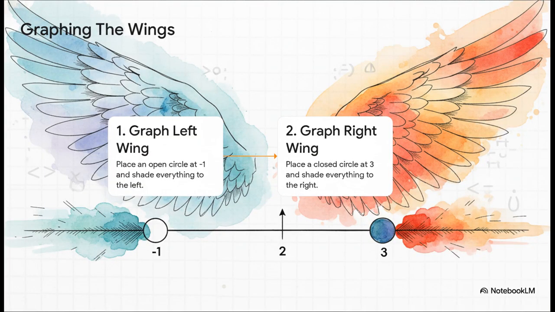Graphing this is super straightforward. We just handle each piece one at a time. For the left wing, we pop an open circle on -1 and shade everything to the left, forever. For the right wing, we use a closed circle on 3, thanks to that or equal to sign, and shade everything to the right. See? The two shaded areas just spread out, just like a pair of wings.